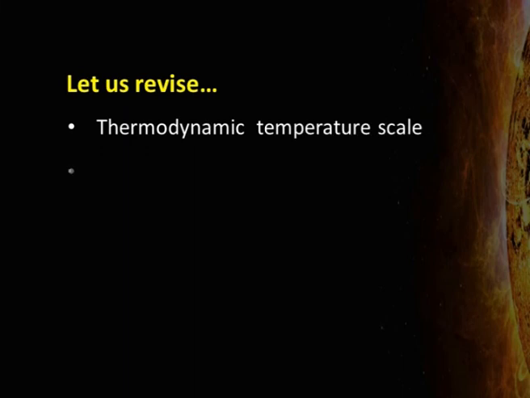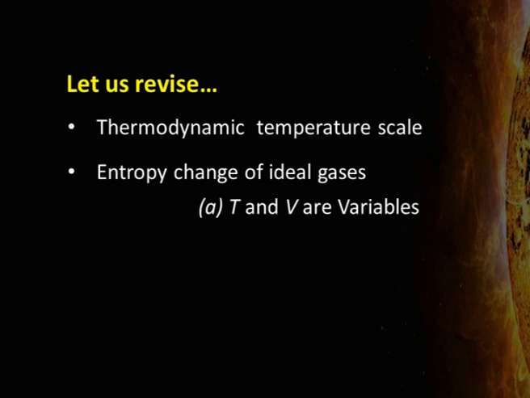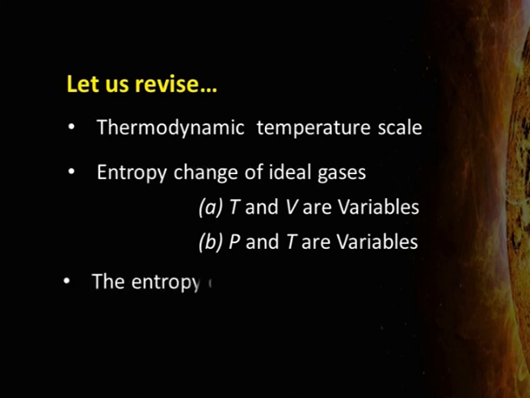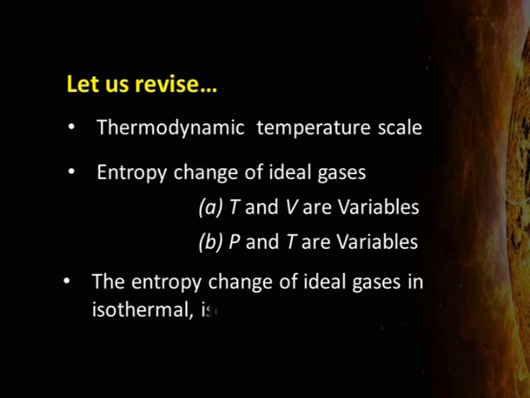In the end, let us revise what we have learnt today. Today, we discussed thermodynamic temperature scale, entropy change of an ideal gas when temperature and volume are variables, entropy change of ideal gas when pressure and temperature are variables, and the entropy change for an ideal gas in isothermal, isobaric and isochoric process. In continuation, in next lecture, we will discuss entropy change in reversible and irreversible processes and the second law of thermodynamics in terms of entropy.